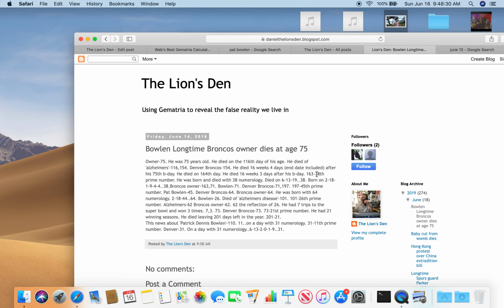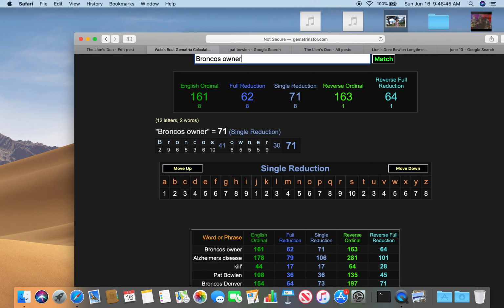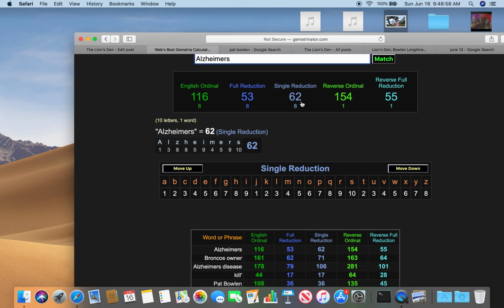This happens a lot in this practice. Broncos owner equals 62. Alzheimer's, 62. Broncos owner, 62. Alzheimer's, 62, in that S exception cipher there. And 62, of course, is the reflection of 26. Broncos owner, Alzheimer's, all connected here in this riddle.